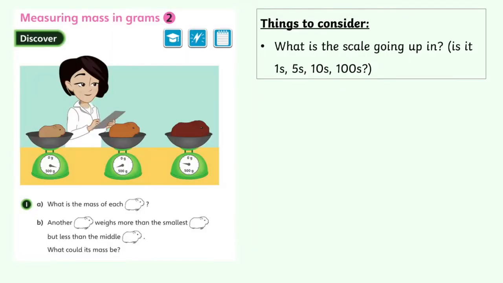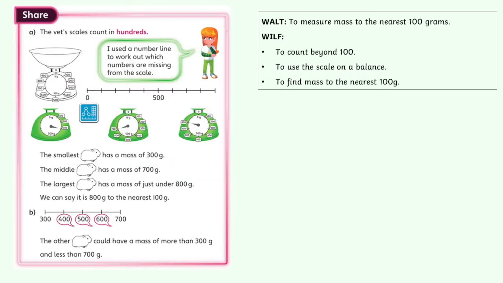Okay, let's talk about today's Walt and Wilfs and have a think about these answers. So our Walt today, to measure the mass to the nearest 100 grams. Our Wilfs, to count beyond 100, so numbers that are bigger than 100, to use the scale on a balance or weighing scales, and to find mass to the nearest 100 grams.